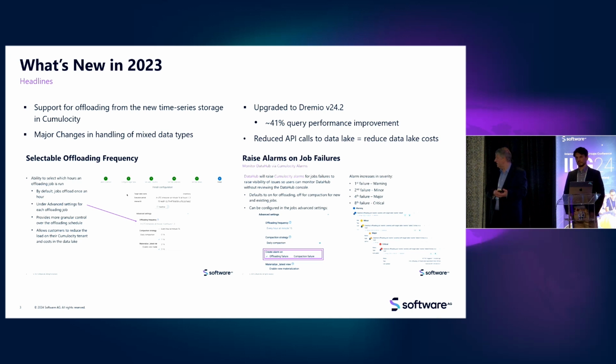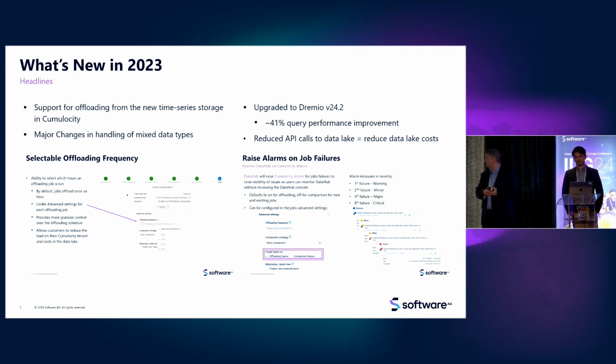We also upgraded to Dremio 24. For those who are familiar, DataHub is powered by an OEM of Dremio. So we brought that up to date. It brings with it some query performance improvements, depending on your query profiles, but on the TPC benchmarking, it's quite impressive. Your mileage may vary on that. And also, that enabled us to reduce the number of API calls that we make to your data lake. That, in turn, will reduce the cost of owning that data lake with DataHub. Because the data lake providers charge for API calls, we make less, the bill goes down.